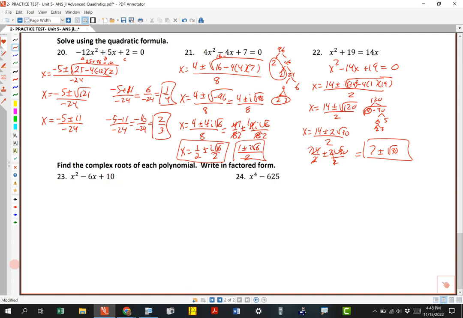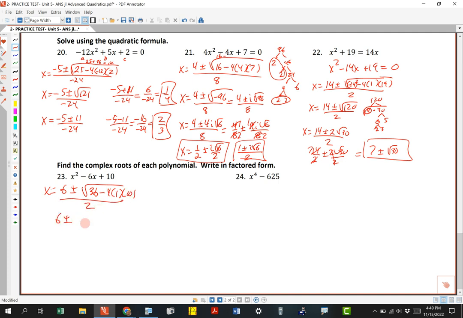So if we could factor this, we're looking for two numbers that multiply to be 10 that combine to be negative 6. So 1 and 10 won't do it, 2 and 5 won't do it. So we're stuck using the quadratic formula. So we'll use the quadratic formula again here. This is going to be x equals 6 plus or minus that big square root. This is going to be a 36, and minus 4 times a times c. So that's going to be a 1, and that's going to be a 10. And then this is all over 2.